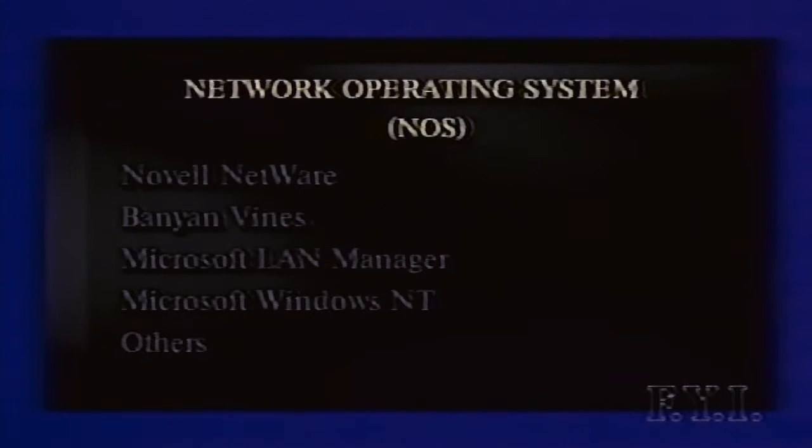As far as software for LANs goes, there are only two main types that you really should be concerned with as an end user. Let's go over them briefly. The first kind of software is called the Network Operating System, or NOS. The NOS is considered to be the brains behind an entire LAN. Common examples of this type of software would be Novell NetWare, Banyan Vines, Microsoft LAN Manager, and Microsoft Windows NT. There are, of course, others as well.